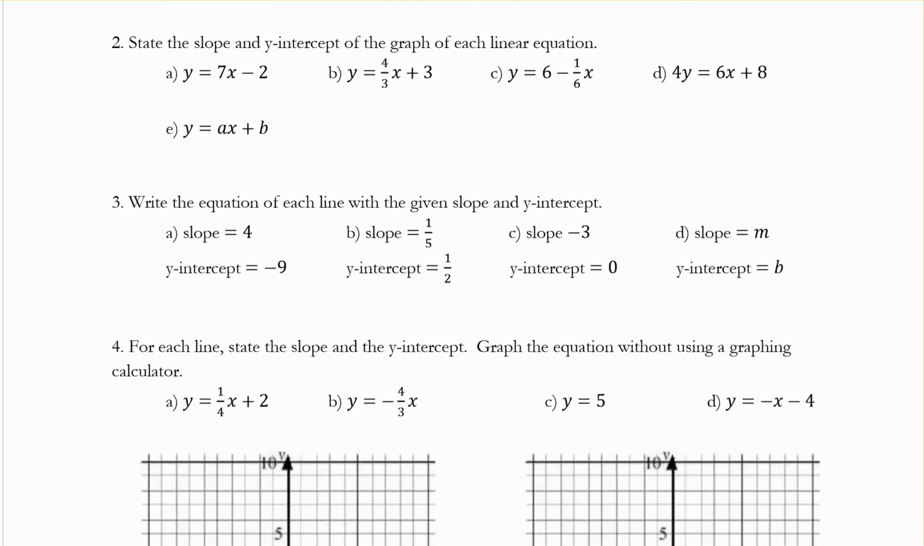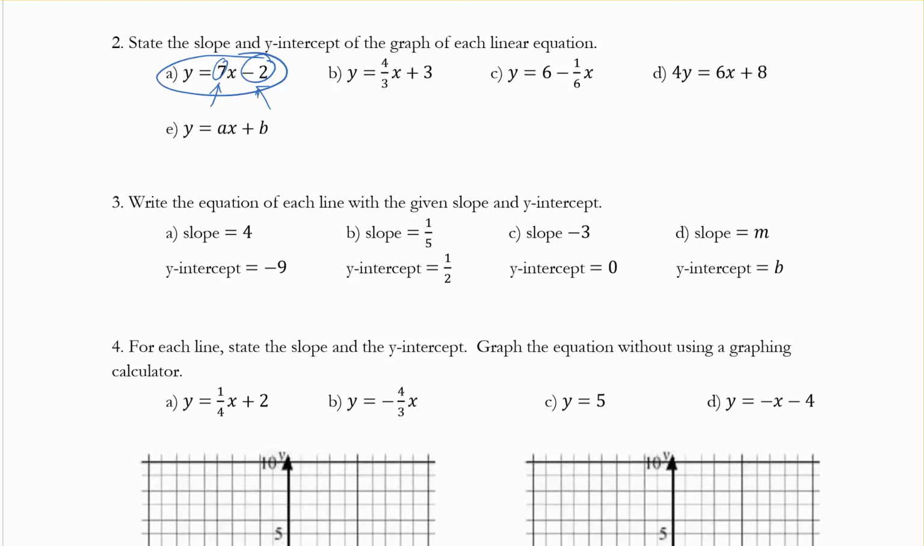So I kind of explained them already in the one above. It's to state the slope and y-intercept of the graph of each linear relation. You don't need to graph this. You can just pick it right from the equation. So remember, m is my slope. That's my y-intercept. That's it. You literally just have to say 7 is my slope, negative 2 is my y-intercept. Done.